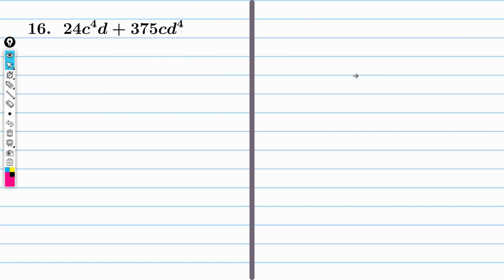So let's look at 16. What is the common factor between those two? What can divide into each of those? Well, there is a GCF, so I know I need something. I know that this is made up of 3 and 8, and this is 3 and 125. So 3 is a common factor, and I have a C and a D in both of them. So I have 3CD that is going to be factored out of this binomial, leaving me with 8c cubed plus 125d cubed.